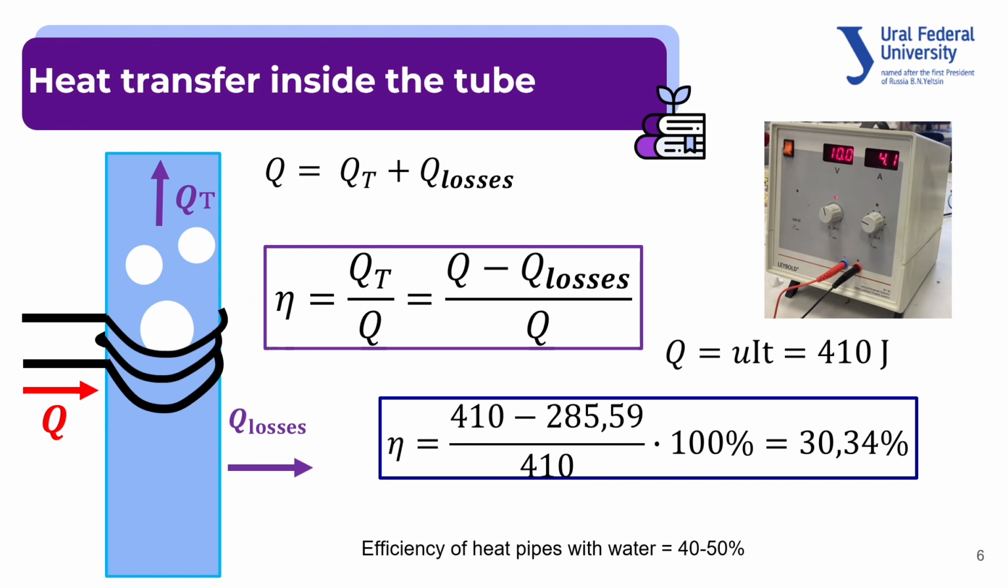All the heat the system receives goes to change its internal energy and to do work on external bodies. In reality, some of the energy inevitably goes to heating the environment. Proper thermal insulation is needed to get efficient operation. However, the obtained efficiency of the installation is 30.34%, which is not much worse than the efficiency of industrial heat pipes.